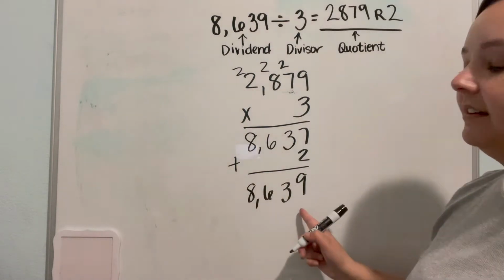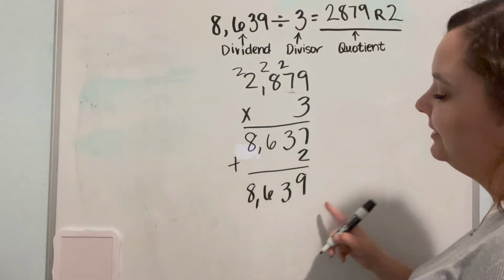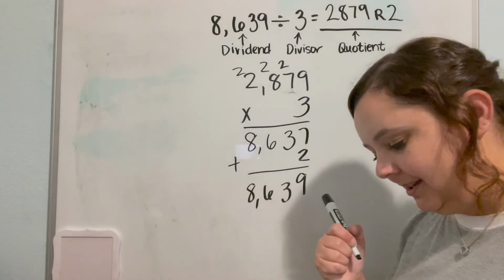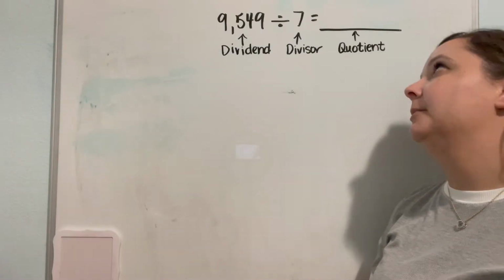And just like that, I'm back to my original dividend of 8,639. Heck yeah. All right, now we have one more problem we're going to practice with.